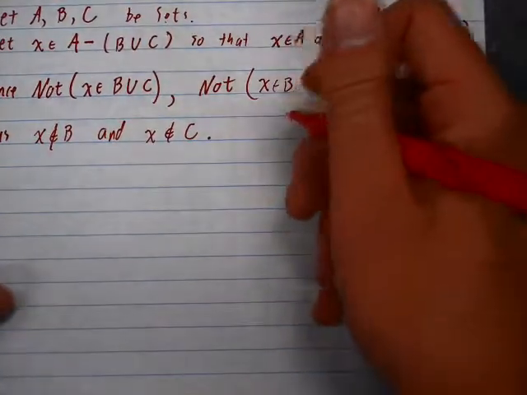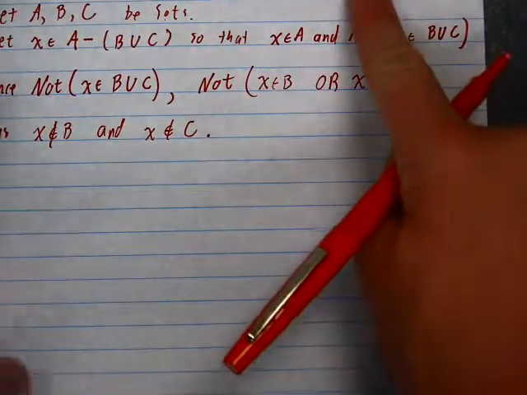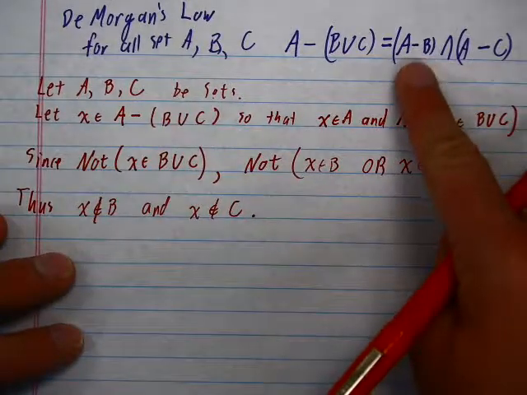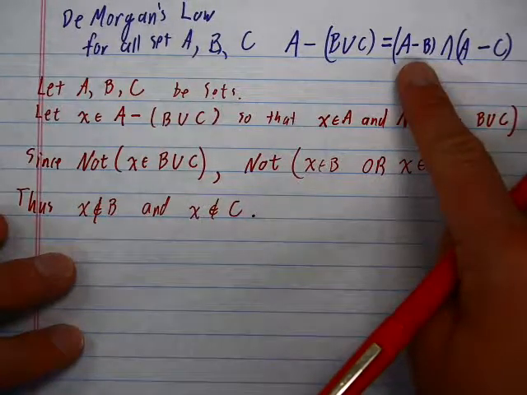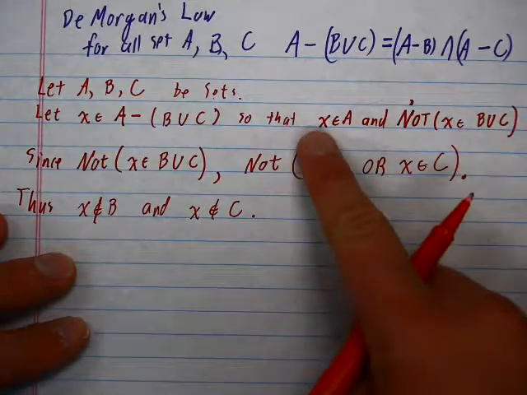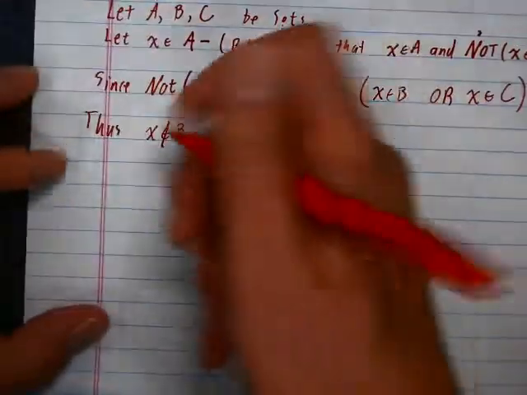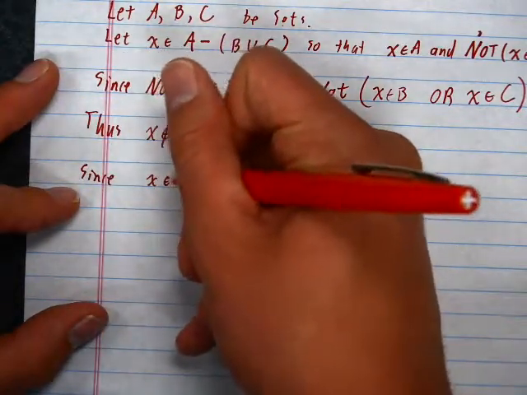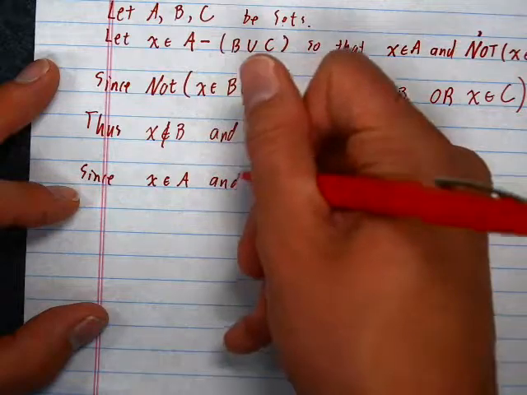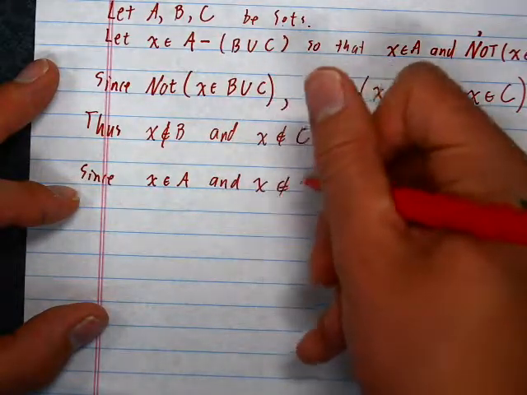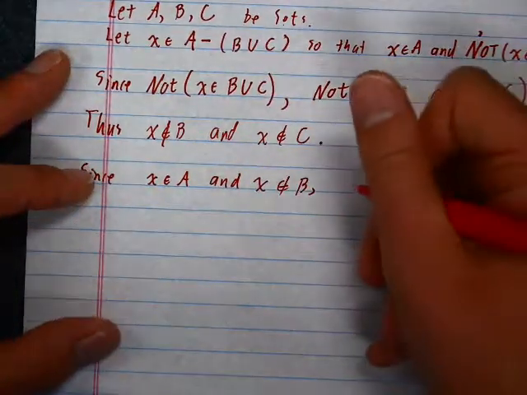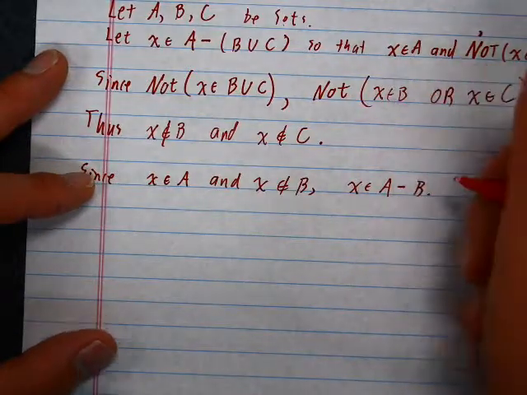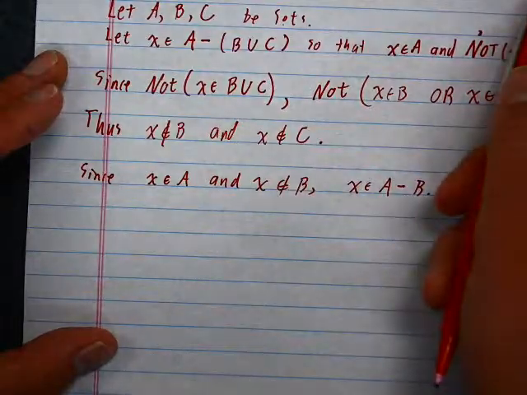So let's just put everything together. Let's look at the goal. We need x to be in A set minus B. So we need x is in A and not x is in B. Do we have those? Yeah, we have x is in A, we have x is not in B. So since x is in A and x is not in B, it follows that x is in A minus B. Good.